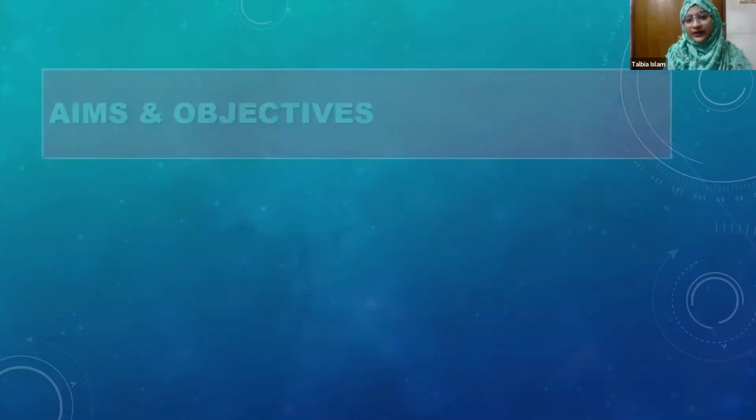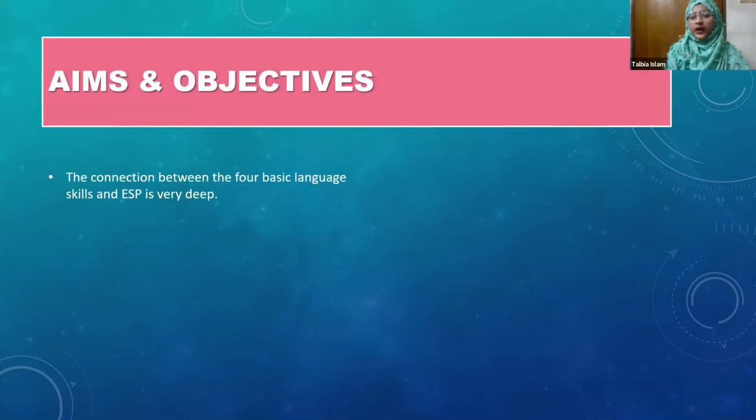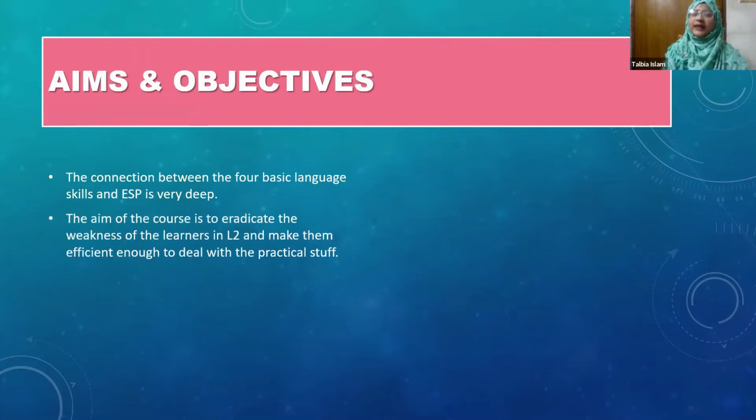So the aims and objectives, I will say that the connection between the four language skills is very deep, and the aim of this course, advanced reading and writing, is to eradicate the weakness of the learners in language 2 and make them efficient enough to deal with practical matters.